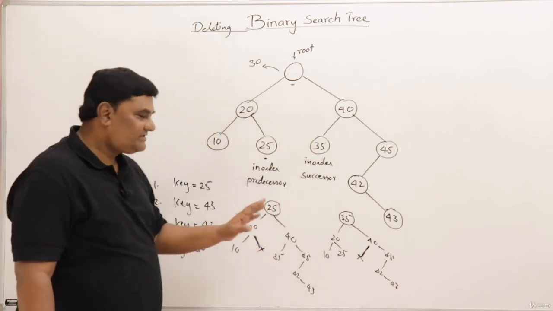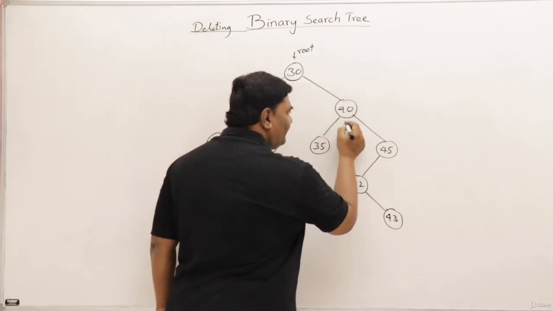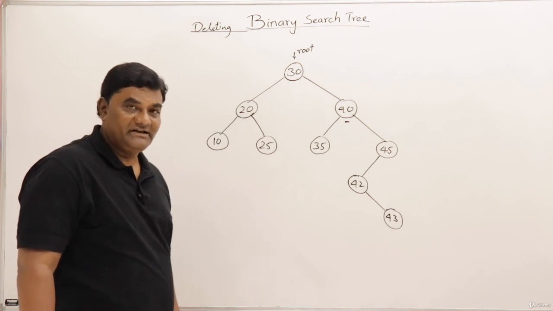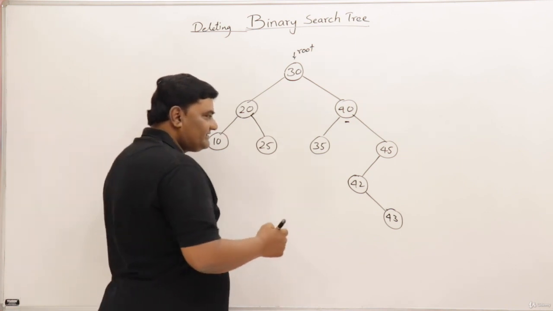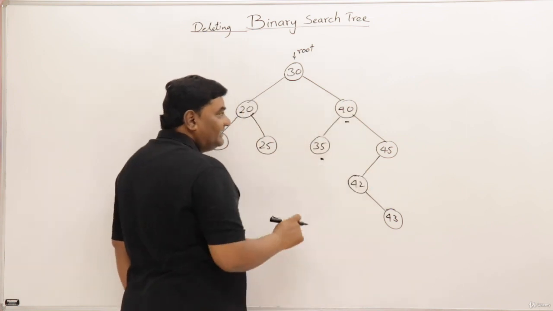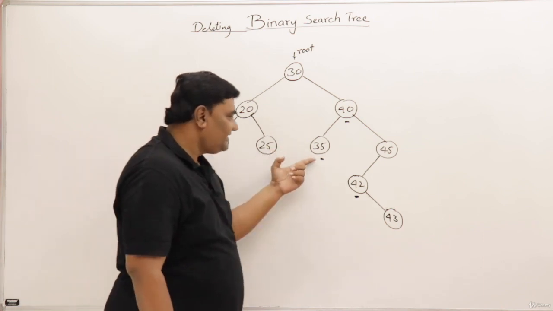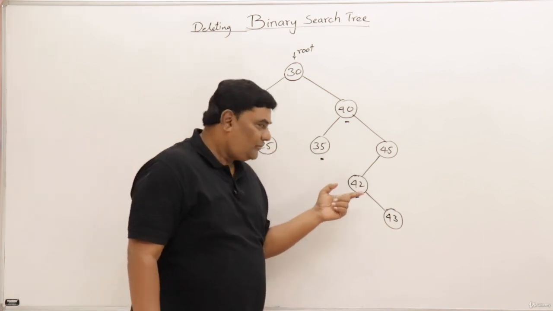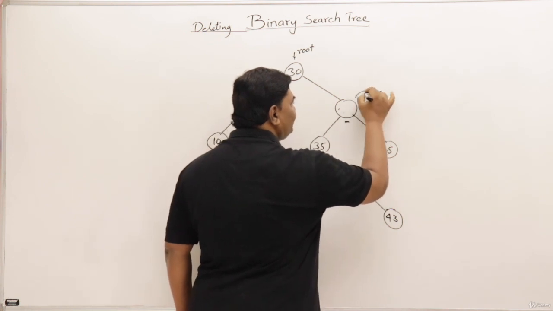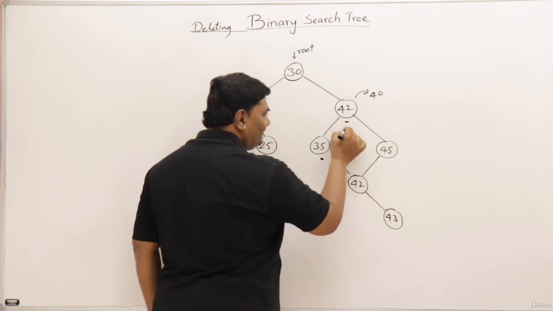Now I'll remove this and I'll show you one more example. Suppose I want to delete 40. After deleting 40, who will take its place? The in order predecessor. Who is the in order predecessor? This one. See, the nodes below 40 only. Then who is the in order successor? This one. This is the in order predecessor, this is the in order successor. Suppose after deleting 40, I want to bring the successor here. 42 will come here.